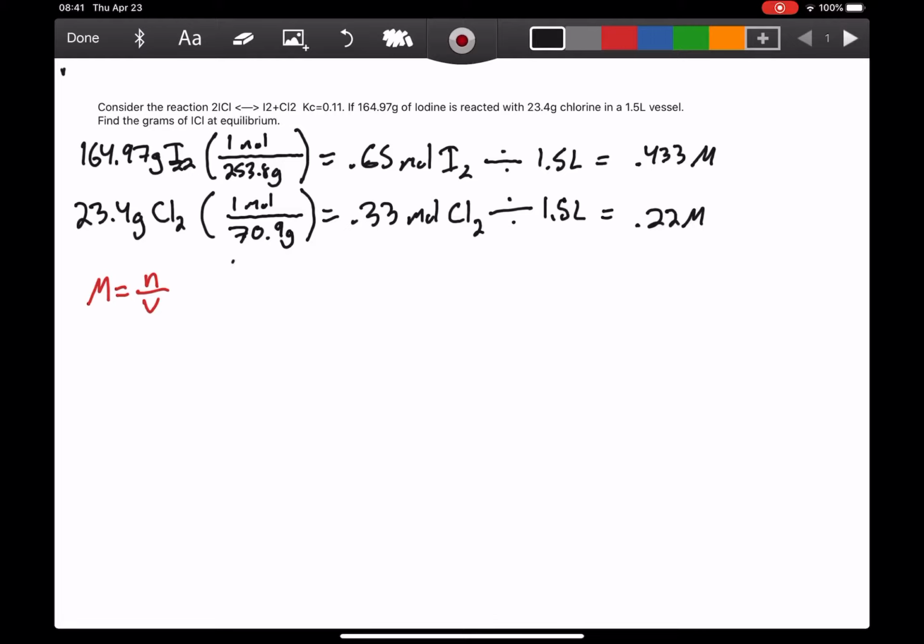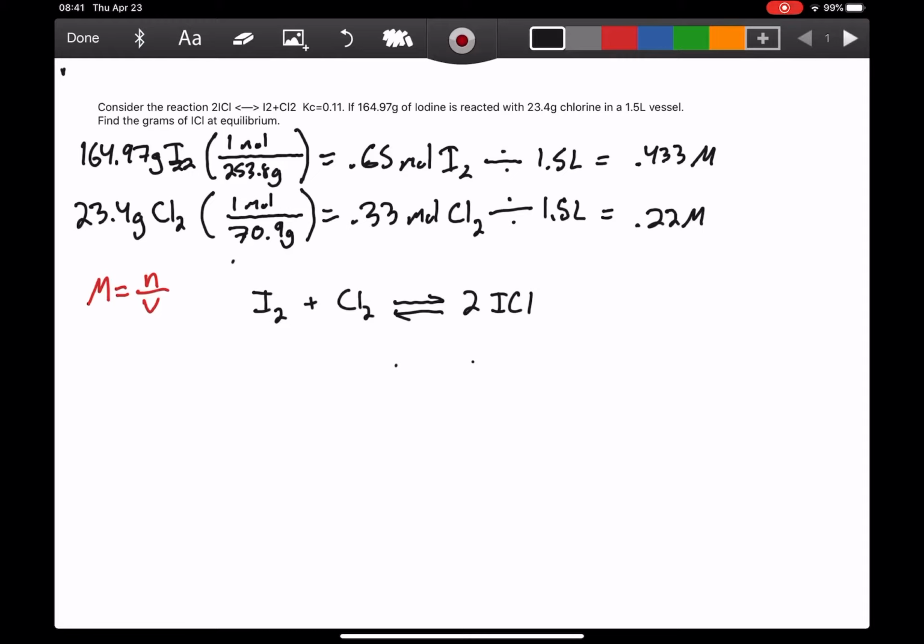Now the next step is going to be to write what I like to call an icebox. It stands for initial, change, and equilibrium. So we're going to write our chemical reaction here, but I'm going to write it differently than it's given to us. And I'll explain why in a second. So I'm going to write I2 plus Cl2 is going to be in equilibrium with 2ICl.